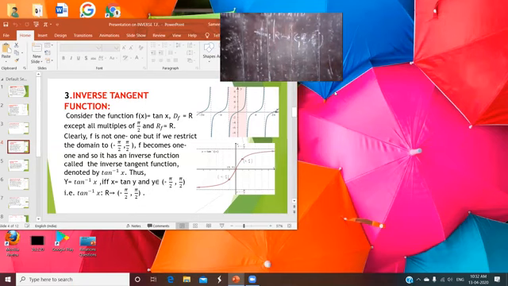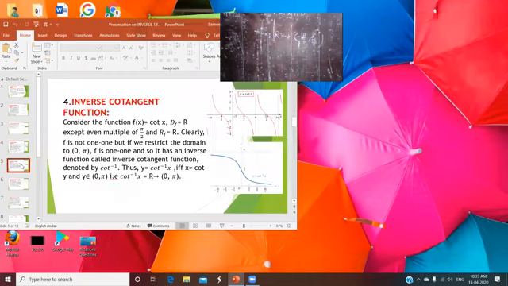In the same way, the next trigonometric function is the inverse of the cotangent function. First of all, you have to draw the graph of it. For the cotangent function, the domain is all the real numbers except even multiples of pi by 2.